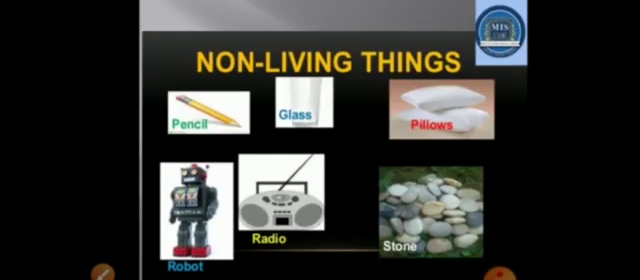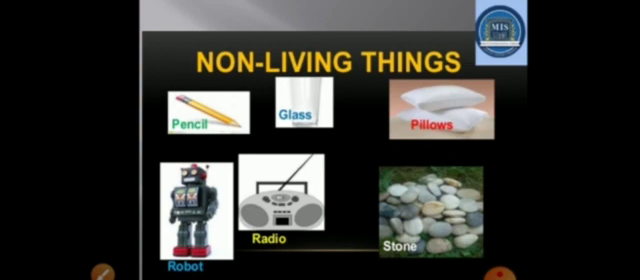Now, look at this picture. Pencil, glass, pillows, stone, do they all grow? Do they all need food? Or do they breathe? Of course not. And thus, they make the abiotic component of our environment and are referred to as non living.